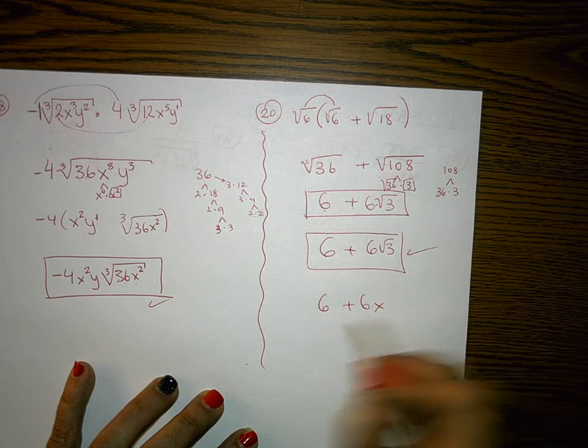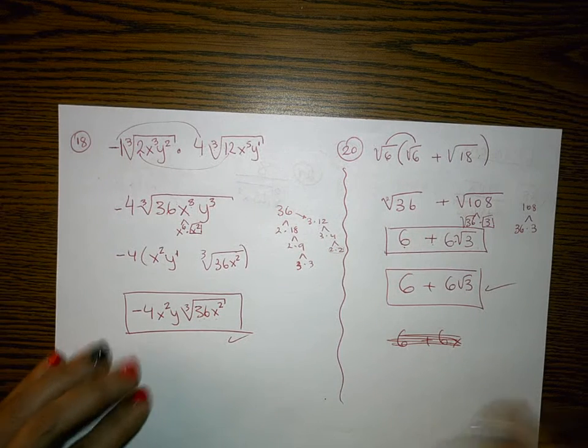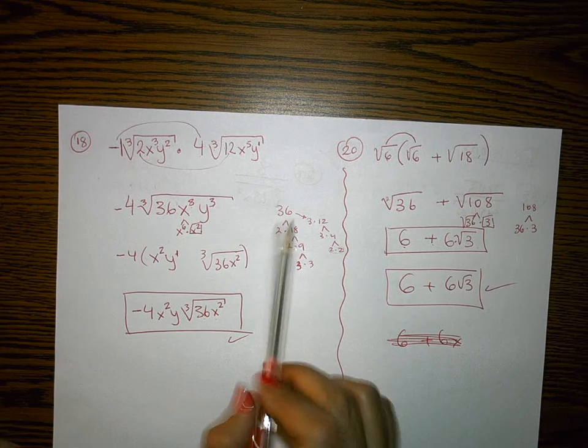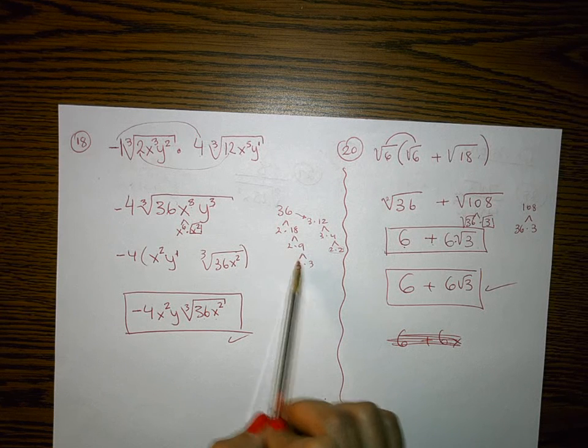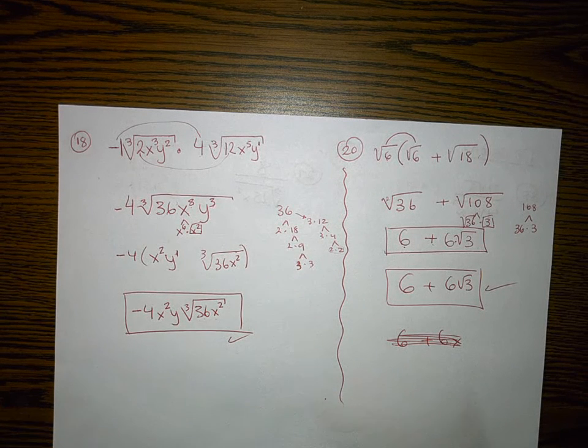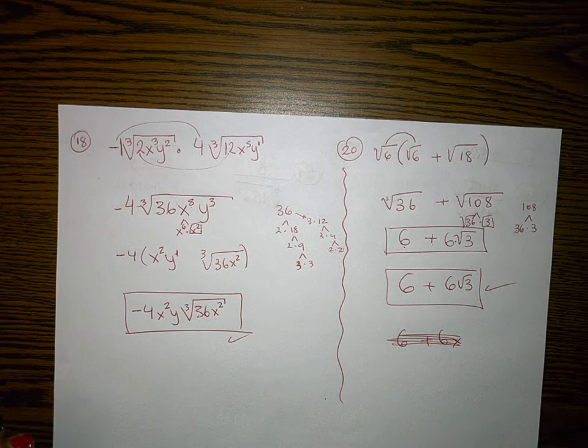Okay? And that is how you multiply things. Be careful when you're multiplying. Don't panic when you have big numbers; start breaking them down, factoring them out. See if you can find sets of 2s or 3s, whatever you're looking for. Okay? And that's how you multiply radicals. Good luck.